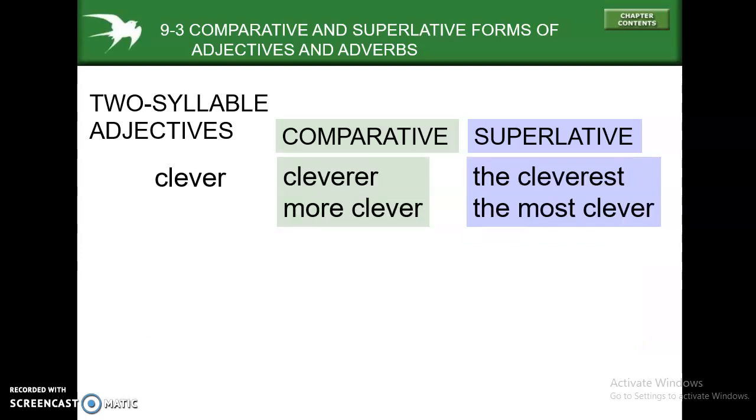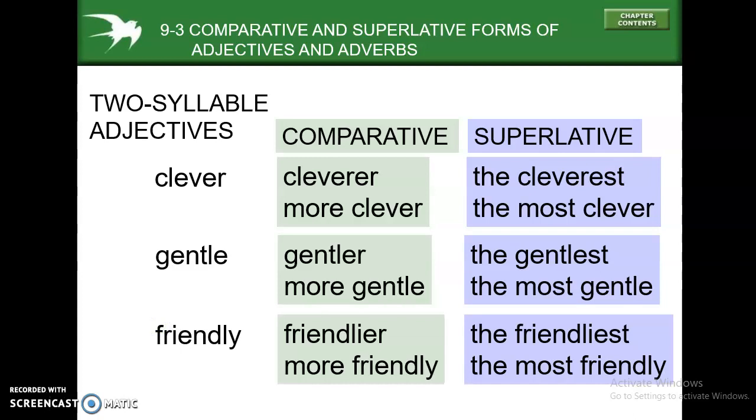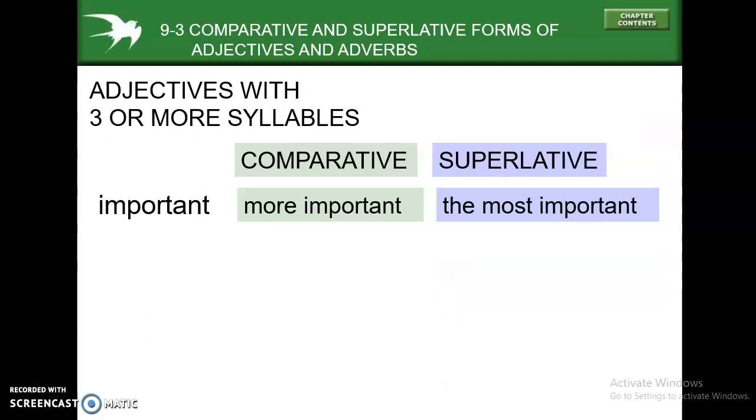Two syllable again, clever. Comparative, we can use cleverer and more clever. The cleverest or the most clever. Gentle, gentler or more gentle, and the gentlest or the most gentle. Friendly, friendlier or more friendly, friendliest or the most friendly. So you can use both. Yeah? Okay, now adjectives with three syllables.